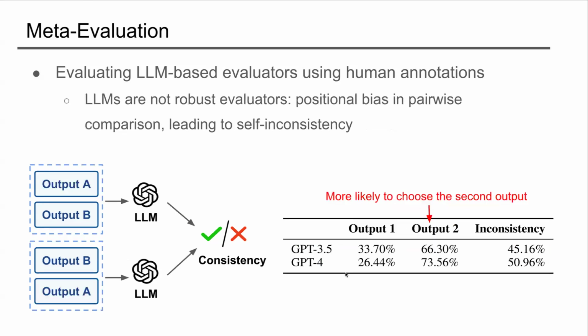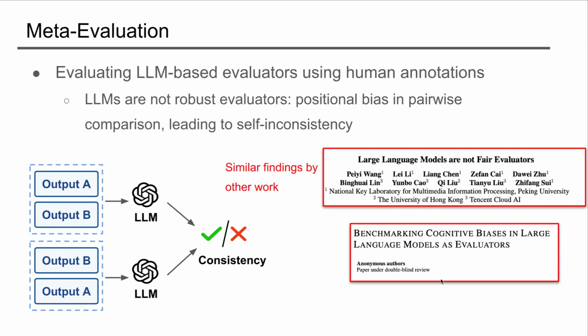And then we also noticed some biases in these evaluations. Most of the time, these models prefer the second output. So if you put two of the systems in the prompt, it usually tends to select the second one. And you can see up to 50% inconsistency: if you swap the outputs, it changes its evaluation. And this is something that other people have also noticed. Sorry, was there a question?